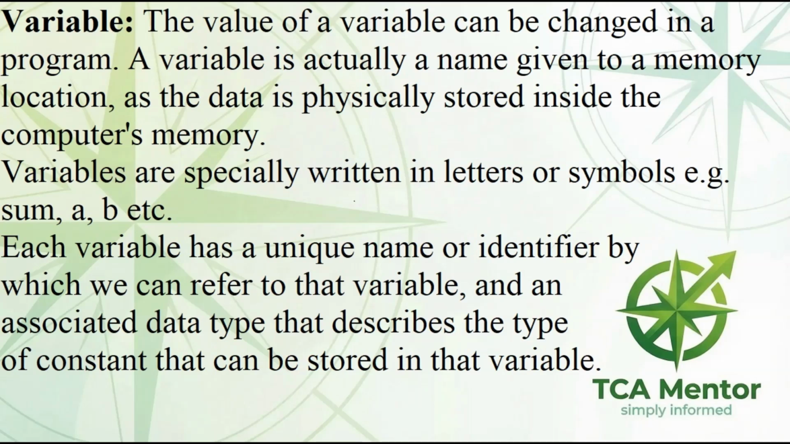Variable. The value of a variable can be changed in a program. A variable is actually a name given to a memory location, as the data is physically stored inside the computer's memory. Variables are specially written in letters or symbols, e.g. sum, A, B, etc. Each variable has a unique name or identifier by which we can refer to that variable, and an associated data type that describes the type of constant that can be stored in that variable.